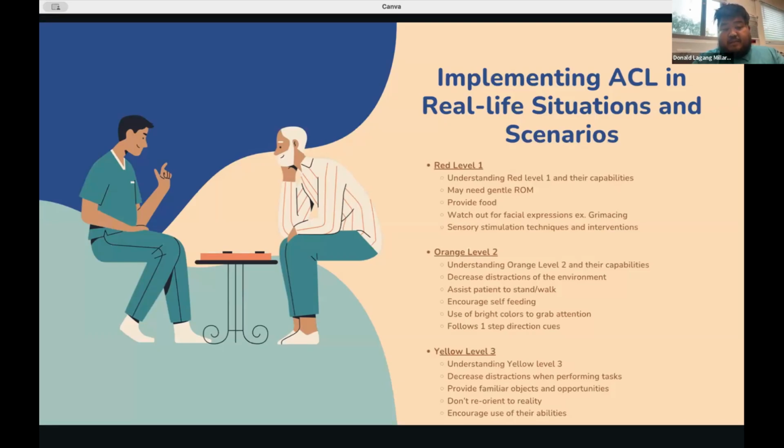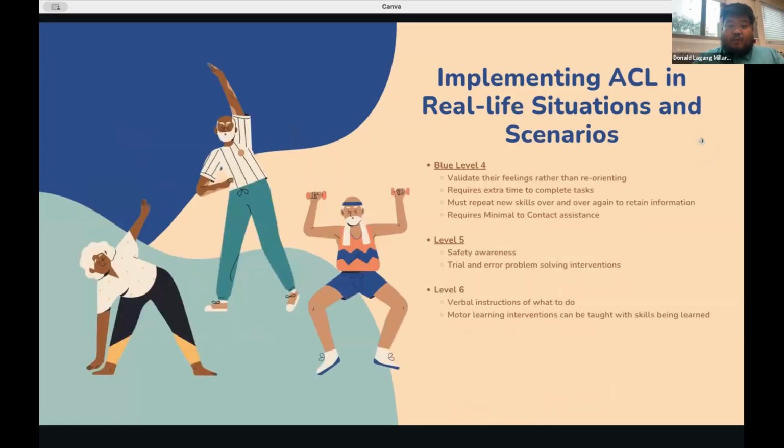Then there's yellow level 3. The clients here can perform tasks better. They understand what's going on, but if they fall off the bank, don't try to reorient them to reality, but rather understand what they're going through and encourage them that way. And then encourage their use of their capabilities, what they have left. Then we've got level 4, with more validating feelings, same as level 3.